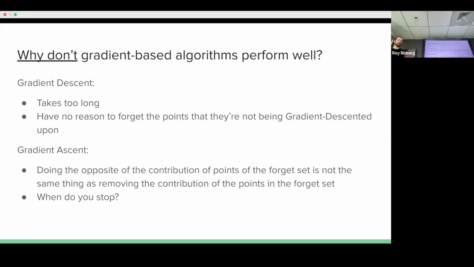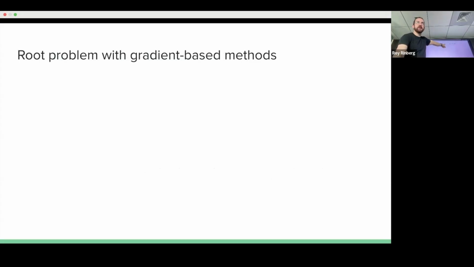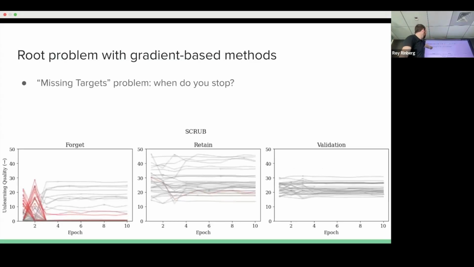But even if it was, the bigger problem is, when do you stop? The nice thing about going down is that there's a single thing at the bottom. But there's an infinite number of ways to go up, and you truly don't know when to stop. And the stopping point is very important. I am positing, and I think there's good evidence, that the root problem with all gradient-based methods is this missing targets problem. You don't know when to stop.